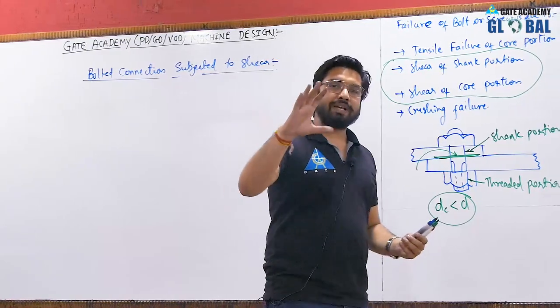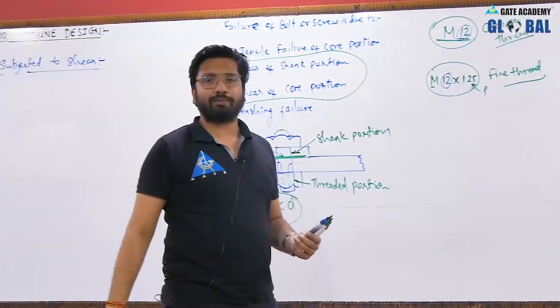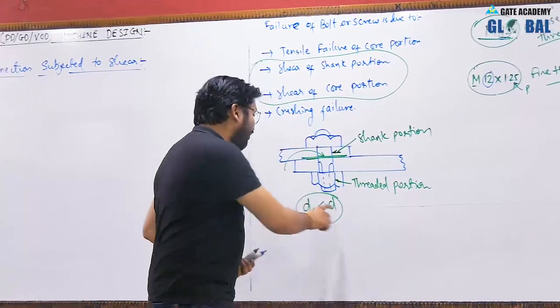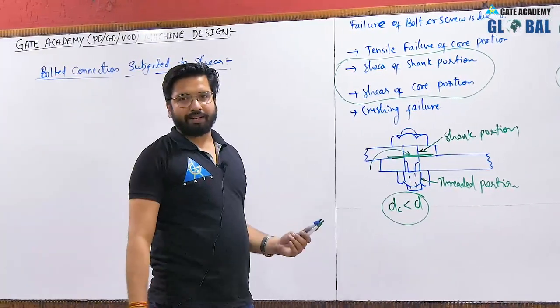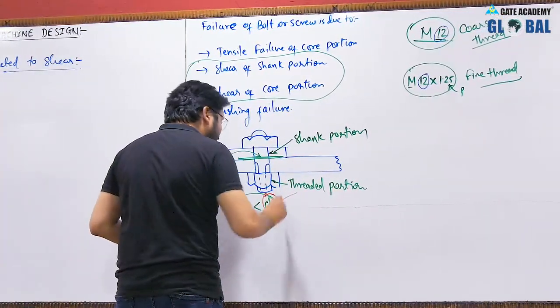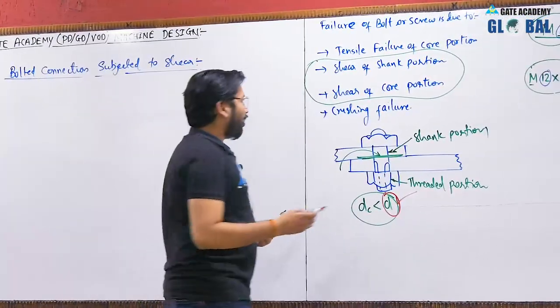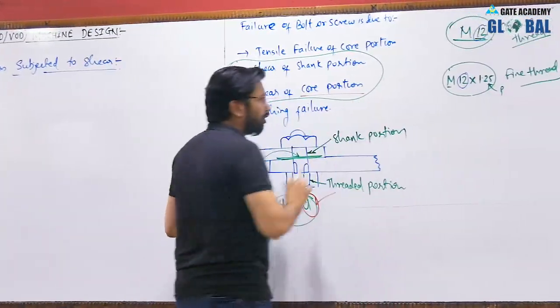Unless it is properly mentioned in the question, we will always calculate the problem based on shear of the bolt, or on the basis of the major diameter, not the core diameter. So it is very clear that we will always use this value for our calculation, although the shear may also take place at the core portion.